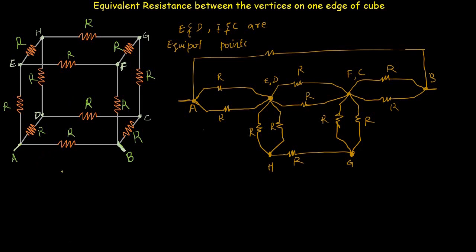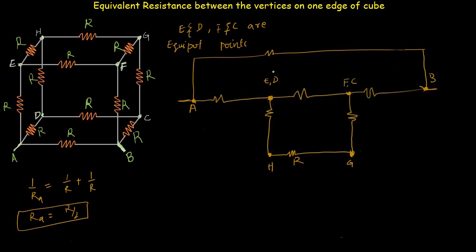So the equivalent resistance of these two resistors is, let's say, 1 divided by Ra is equal to 1 divided by R plus 1 divided by R. So Ra from this equation will be equal to R divided by 2. So let's replace these two resistors by its equivalent resistance of R divided by 2.